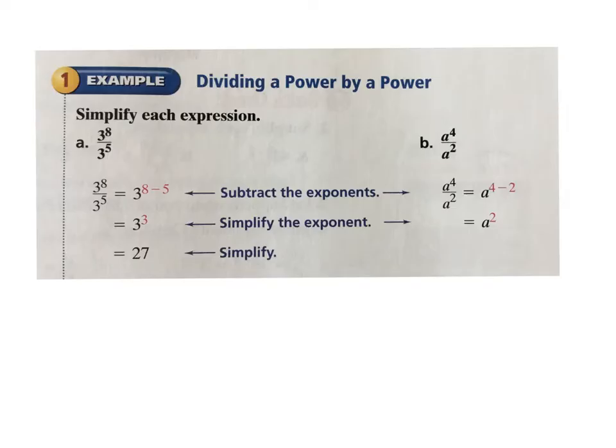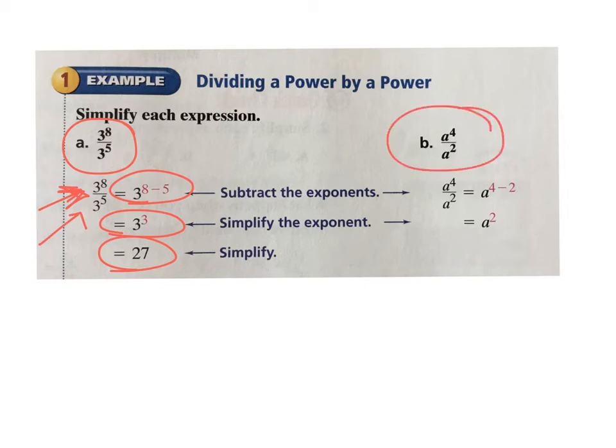So dividing a power by a power. An example here again is 3 to the 8th power divided by 3 to the 5th power. That's 3 to the 8 minus 5, which is 3 to the 3rd power, which is 3 times 3 times 3, which is 27. Now you could have done it the hard way. You could have calculated out 3 to the 8th and 3 to the 5th and then divided the whole thing. You still would have gotten 27.